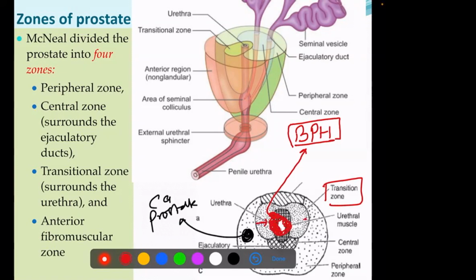Once the prostate enlarges, it starts to compress the urethra, right? That's why BPH will produce features of bladder outlet obstruction very easily. But in prostate cancer, the cancer has to spread and then involve the urethra. So if a patient with cancer prostate presents to you with BOO, it is already a late disease.